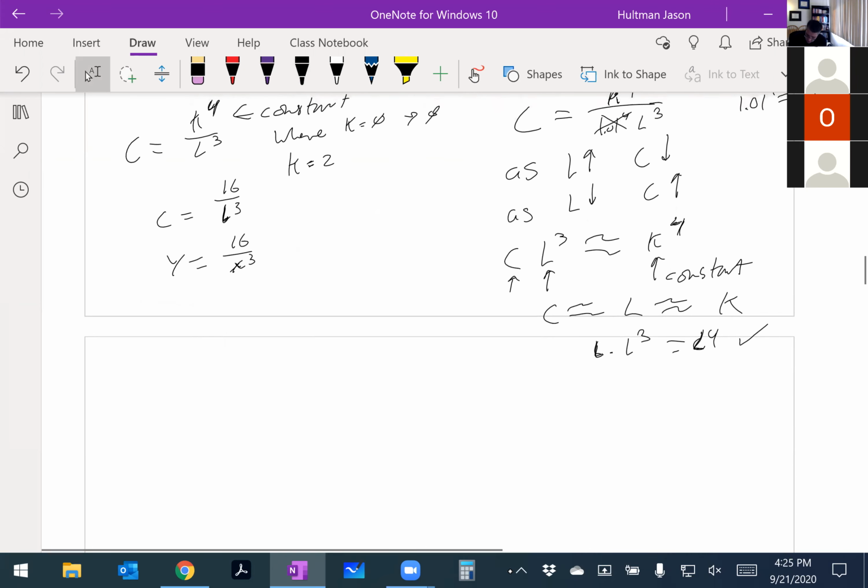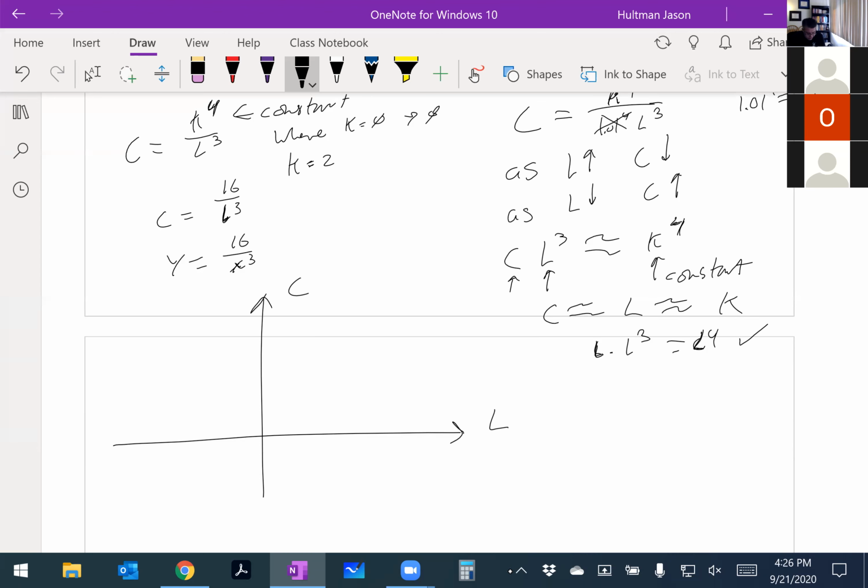Okay. And so we're saying that y is approximately equal to L, which is approximately equal to k. So for a certain value of k, L is approximately equal to C, which is approximately equal to K. The idea here is that when we go to graph this thing, the L versus C graph, what's this thing going to look like?